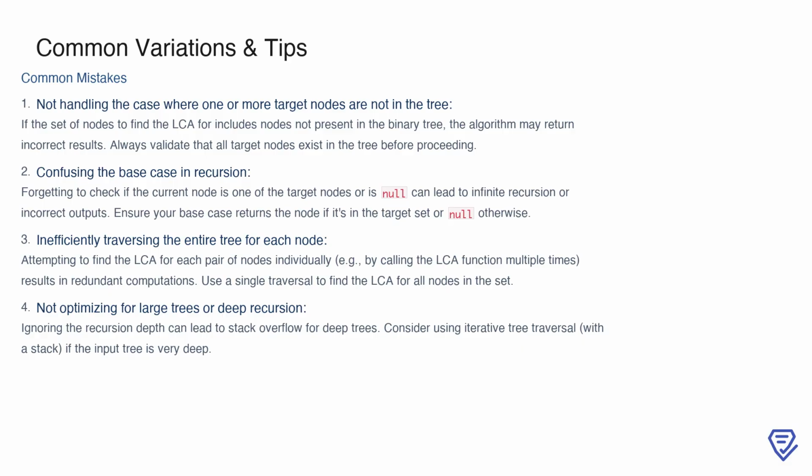Another mistake is traversing the entire tree repeatedly for each target node. This is highly inefficient and leads to redundant computations. Instead, you should use a single traversal to find the LCA for all nodes in the set. Lastly, if you're working with large trees or trees with significant depth, ignoring the recursion depth could result in a stack overflow. For very deep trees, consider using an iterative approach with a stack to avoid this issue.